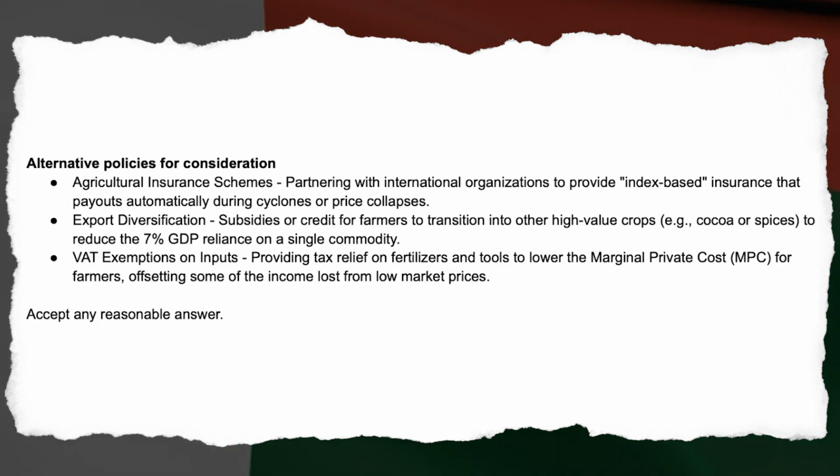Alternative policies for consideration. Agricultural insurance schemes. Partnering with international organizations to provide index-based insurance that pays out automatically during cyclones or price collapses. Export diversification. Subsidies or credit for farmers to transition into other high-value crops, for example cocoa or spices, to reduce the 7% GDP reliance on a single commodity. VAT exemptions on inputs. Providing tax relief on fertilizers and tools to lower the marginal private cost for farmers, offsetting some of the income lost from low market prices.